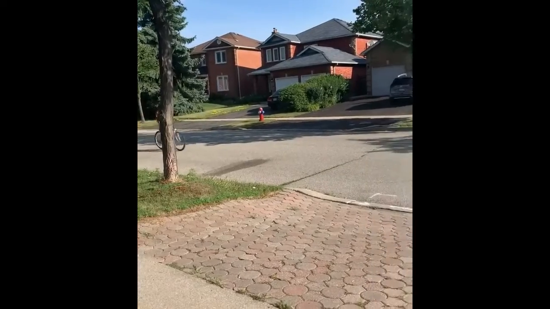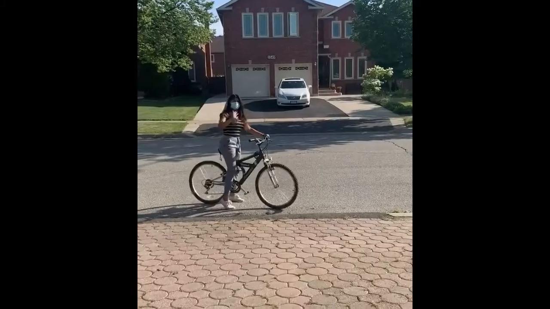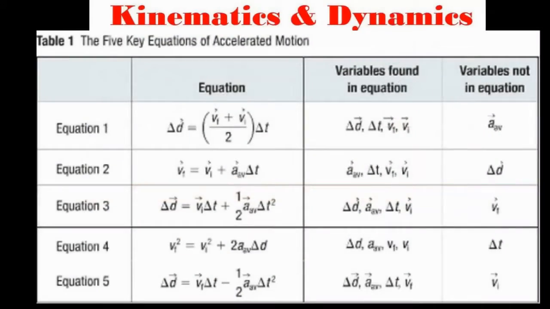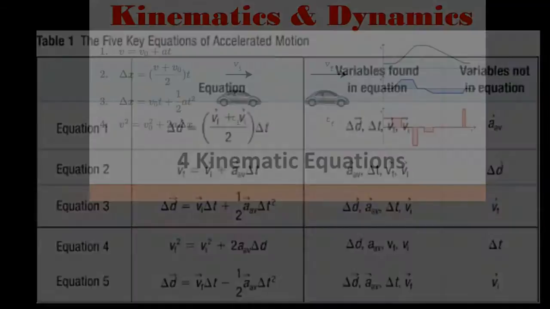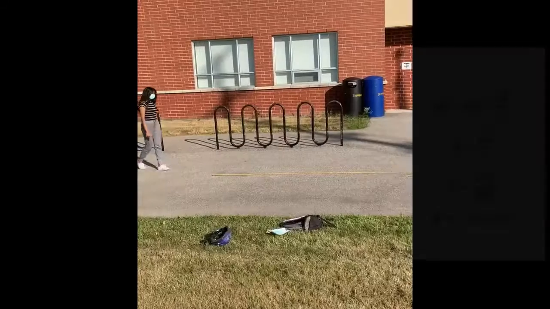Bikes are over 200 years old, but yet remain one of the most commonly seen forms of transportation today. Let's learn the physics behind it. In Unit 1, we learned about the 5 equations of motion. The one I was most focused on was equation 3, since I wanted to find my acceleration on my bike.